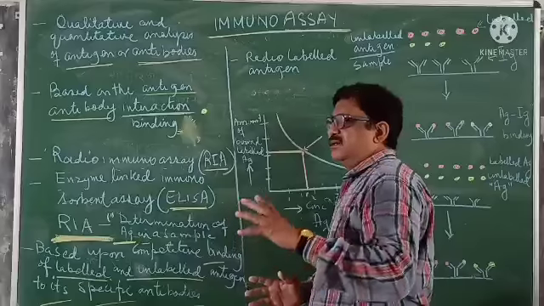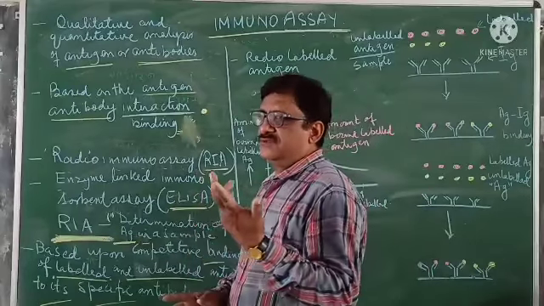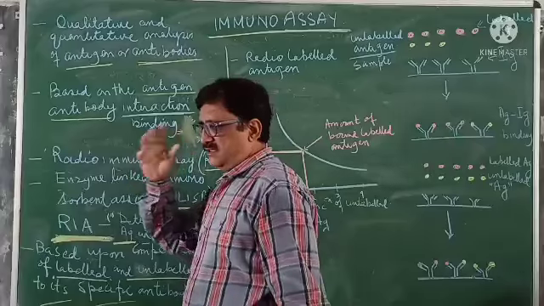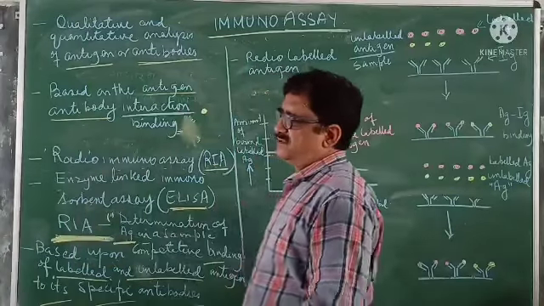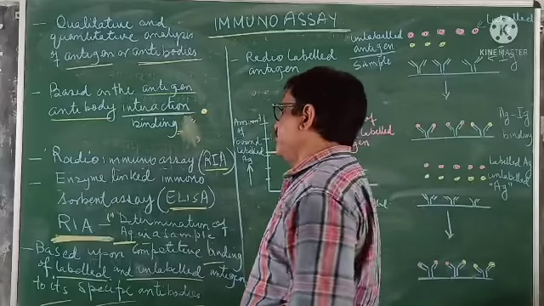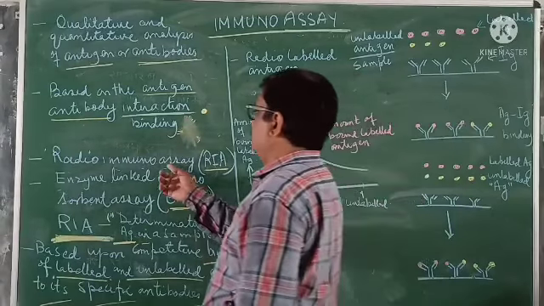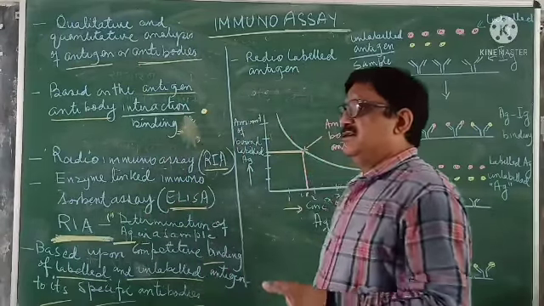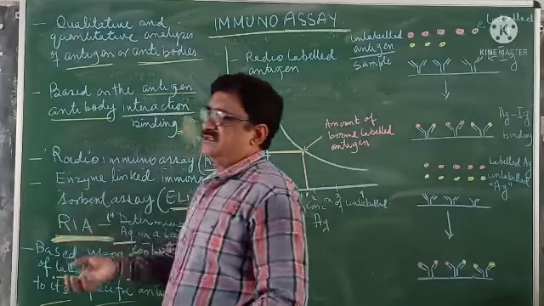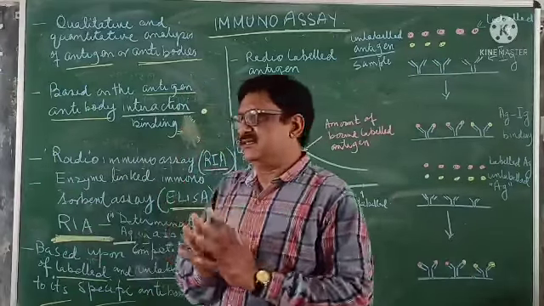Okay, radioisotopes of iodine like this. If that radioactive substance is used for the determination, qualitative or quantitative analysis, then it is known as radioimmunoassay. If in the technique any enzyme is used which is tagged, we will discuss later.